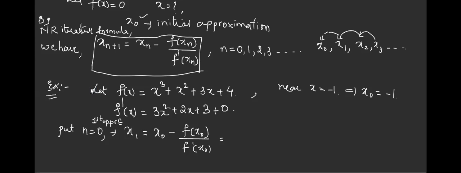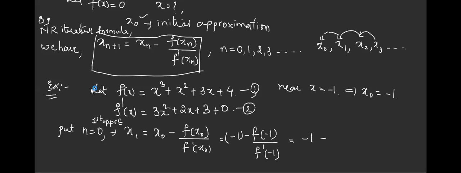Now, what is x naught? Minus 1. So x1 is equal to minus 1 minus f of minus 1 divided by f dash of minus 1. Nothing much, I replaced x naught by minus 1. I want f of minus 1. How can I get f of minus 1? In place of x, we put minus 1. I'll call this equation 1 and this equation 2, to avoid confusion.